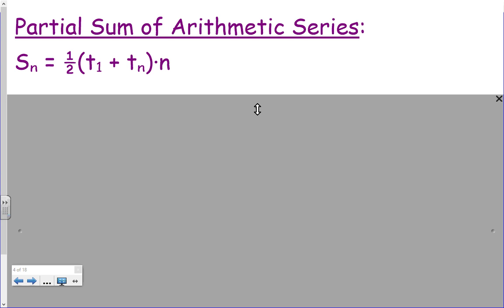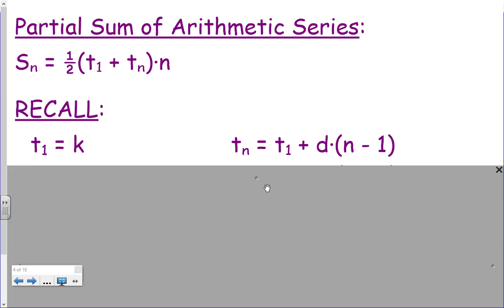But it turns out there's a nice little formula. It's probably a little bit faster to calculate this. If I want to find the nth partial sum of an arithmetic series, all I've got to do is take half of the sum of the first and last term. In other words, you're averaging those two. Half of the first and the last term, and then multiply by the number of terms. So it's 1/2 times (t sub 1 plus t sub n), and we're multiplying all that by n, the number of terms.